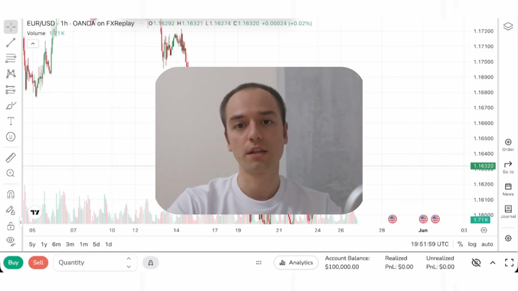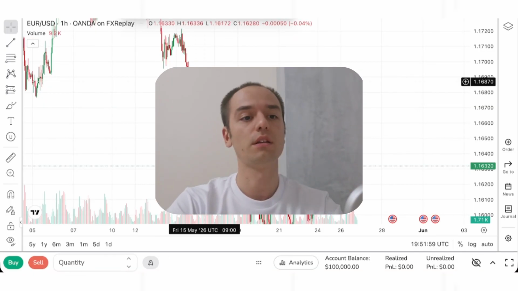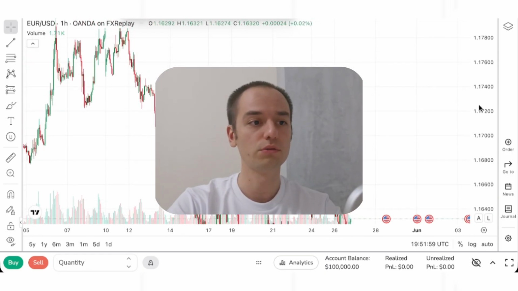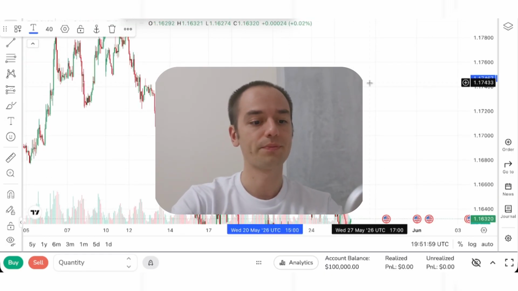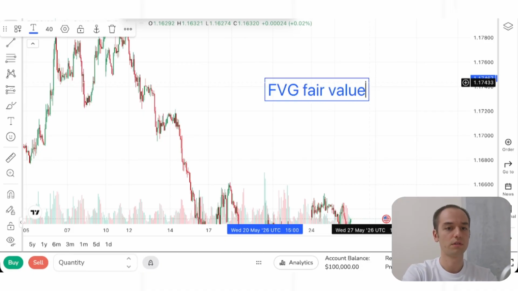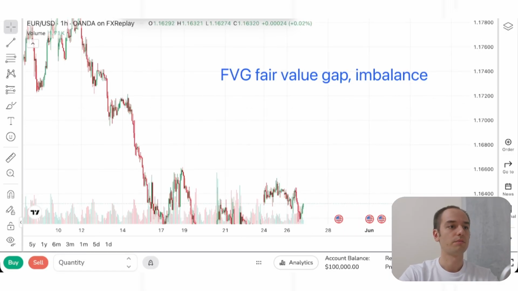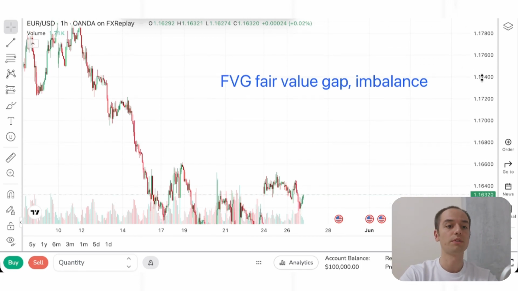Guys, let's do the practical session about imbalance. In the previous lesson we did a theoretical review of the FVG, fair value gap, imbalance. In this session, let's try to cover some practical examples.